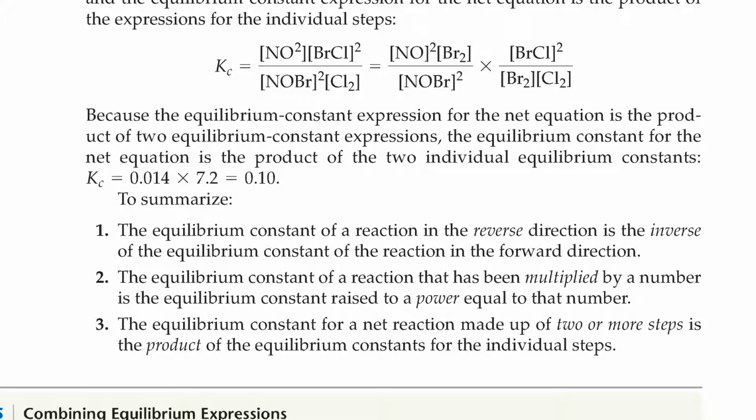To summarize, the equilibrium constant of a reaction in the reverse direction is the inverse of the equilibrium constant of the reaction in the forward direction. The equilibrium constant of a reaction that has been multiplied by a number is the equilibrium constant raised to the power equal to that number. The equilibrium constant for a net reaction made up of two or more steps is the product of the equilibrium constants for the individual steps.